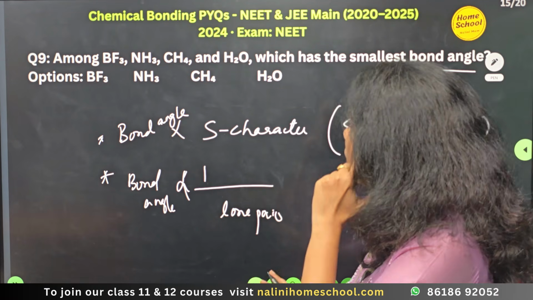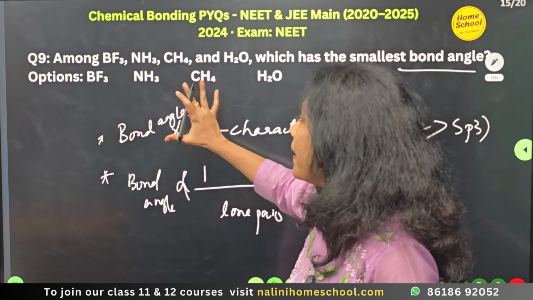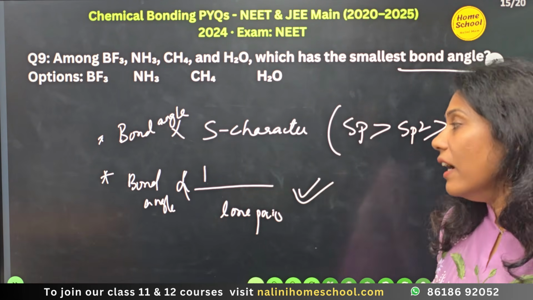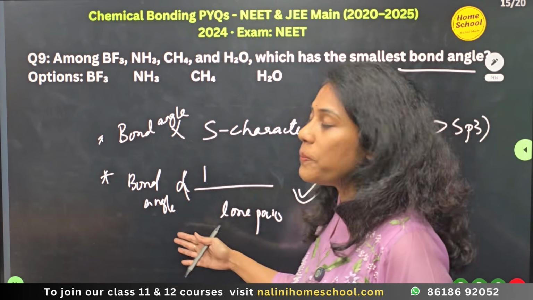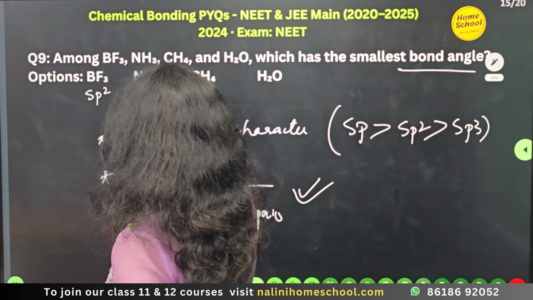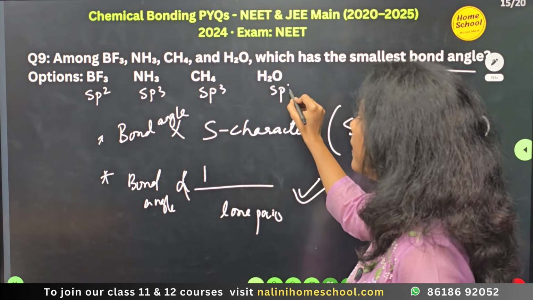Now when all of them have the same S character, you will have to look at the lone pairs. So these are the 2 points we'll apply here. BF3 has sp2 hybridization, NH3 sp3, CH4 has sp3, and H2O also has sp3.